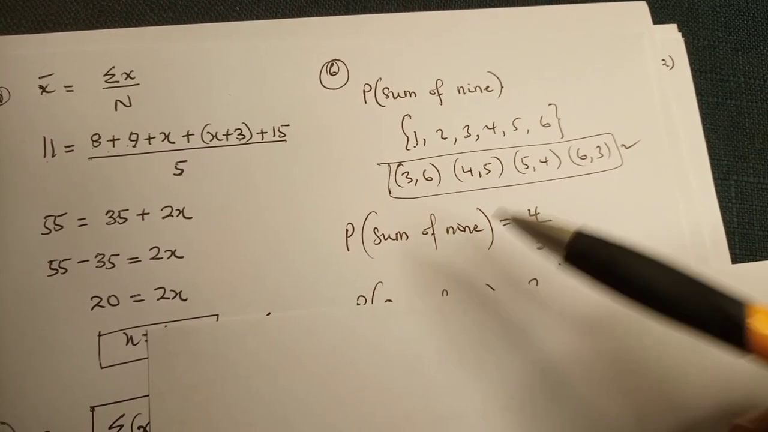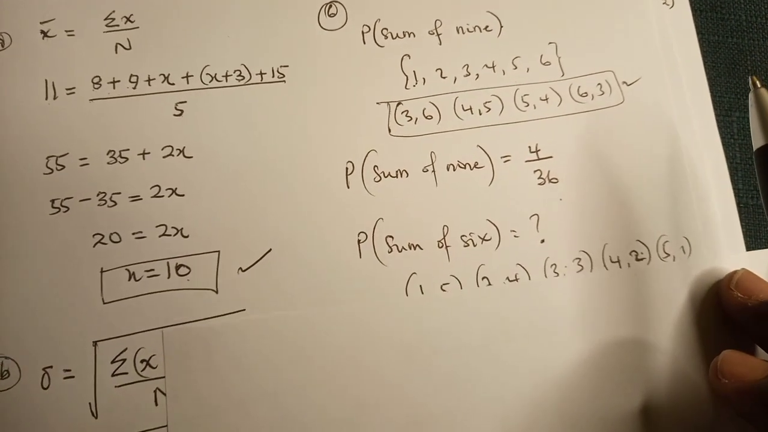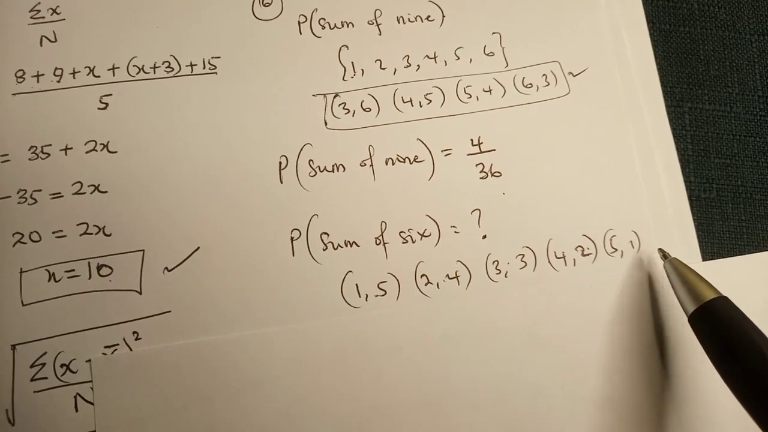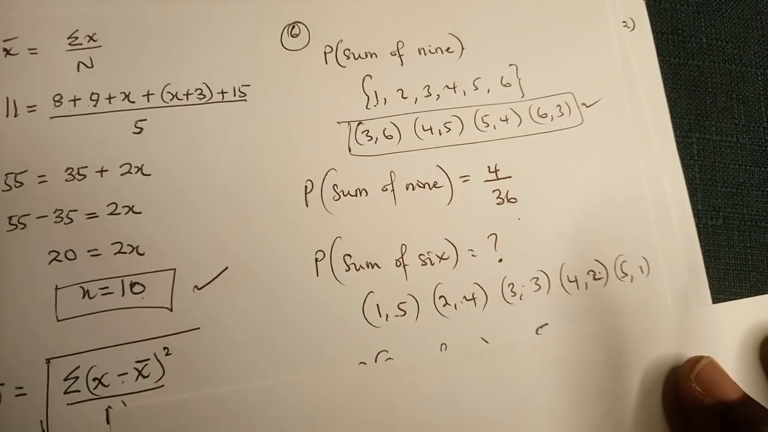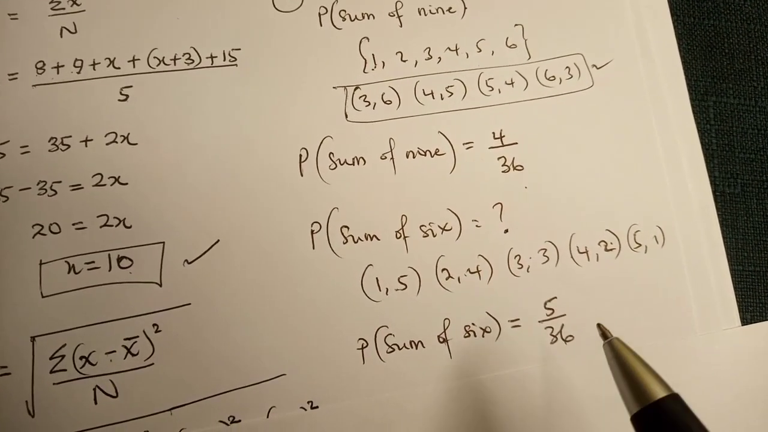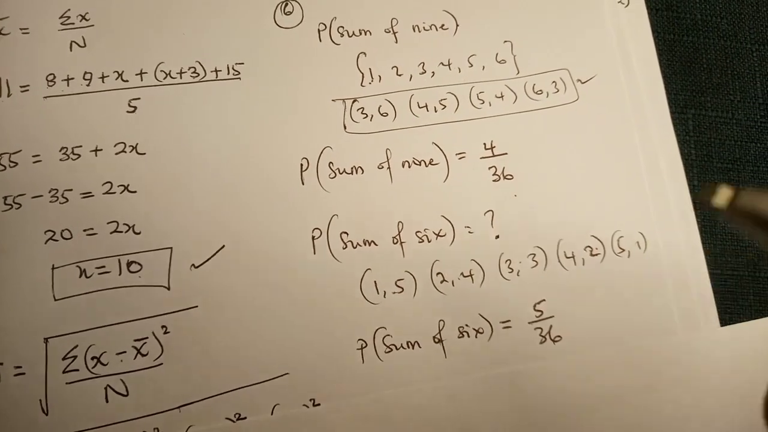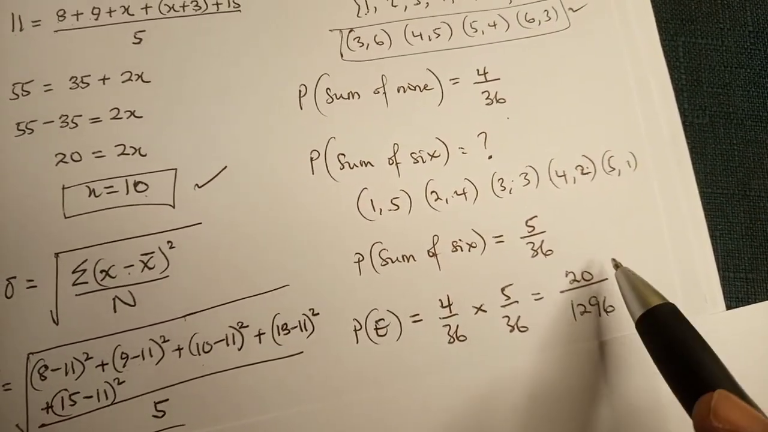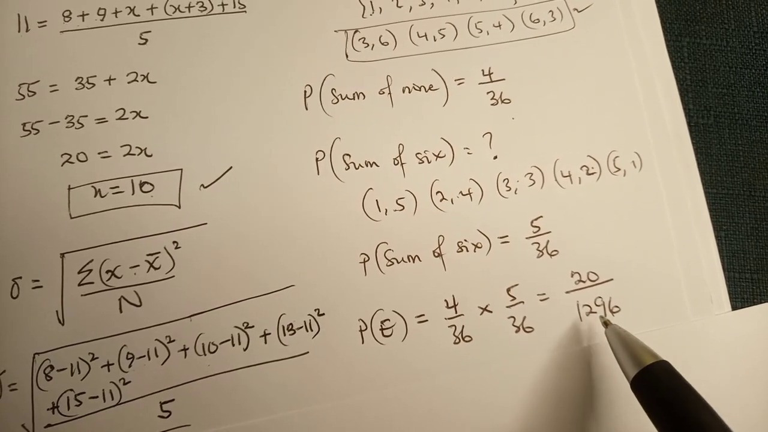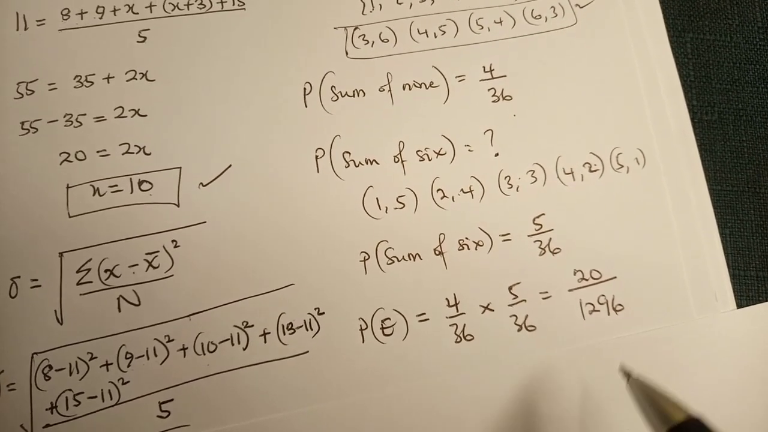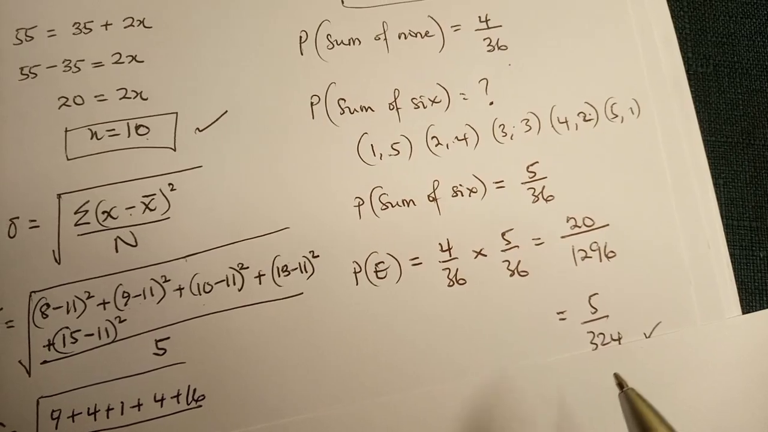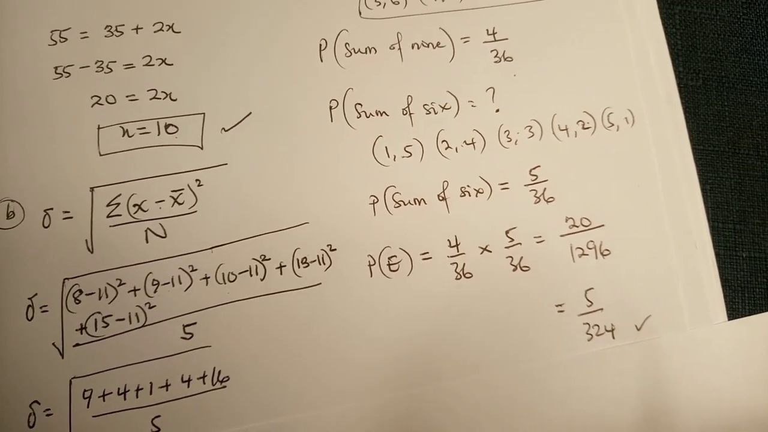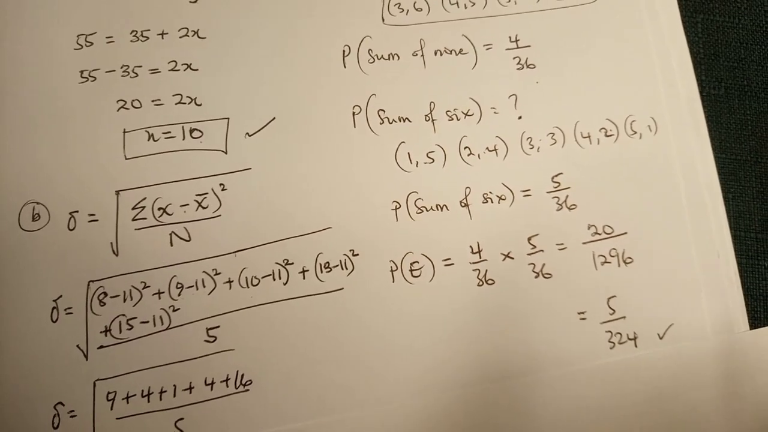We do the same thing for the sum of 6, so that will be 1 and 5, 2 and 4, 3 and 3, 4 and 2, and 5 and 1, and these are 5 on 36. Because it's an intersection, we need to multiply. So we multiply, and we get 20 on 1296. When you simplify, you get 5 on 324. And that is it.